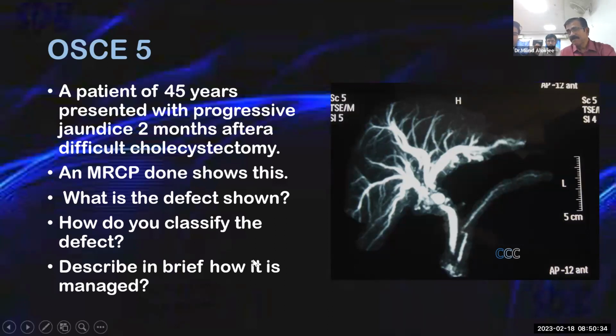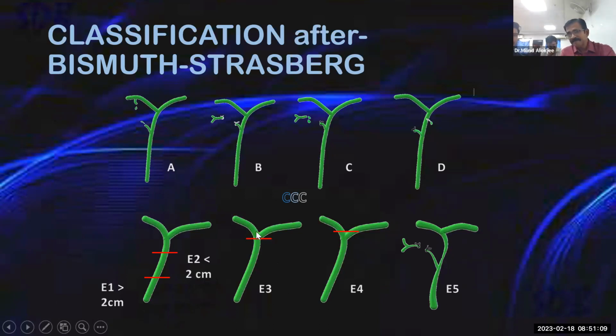Bismuth 2 is? The common hepatic duct. You have to say the dimension: less than 2 centimeters below the confluence. Bismuth 3 is stricture at the level of confluence, but both the ducts will be confluencing at the common place. That is very important. The 2 ducts are draining into the confluence. And if the 2 ducts are separated, this is Bismuth 4.